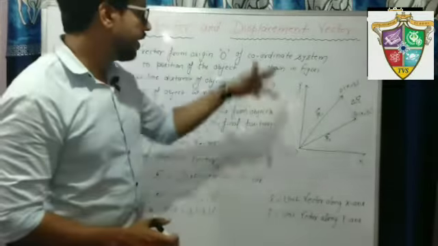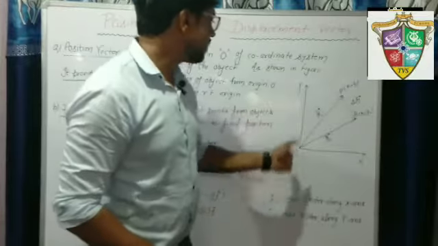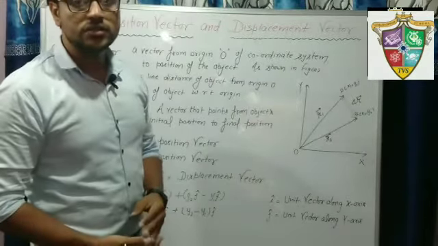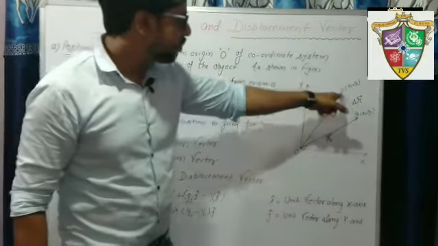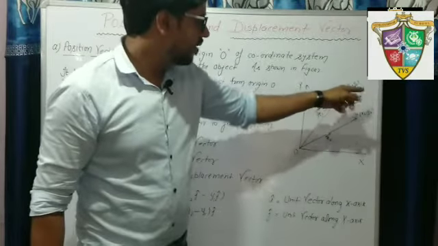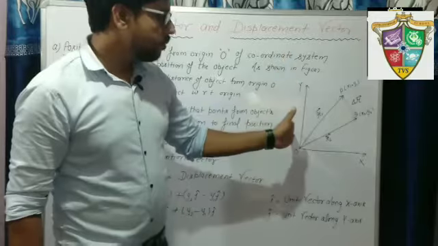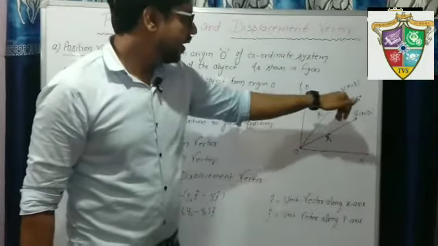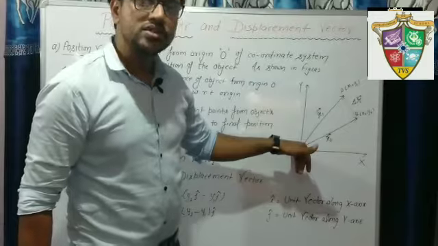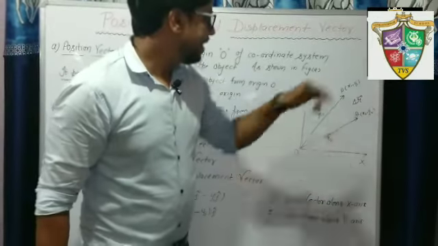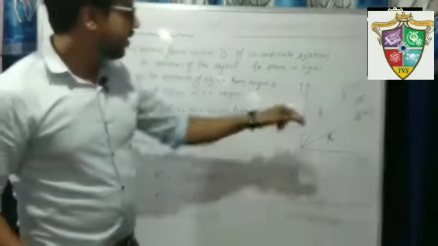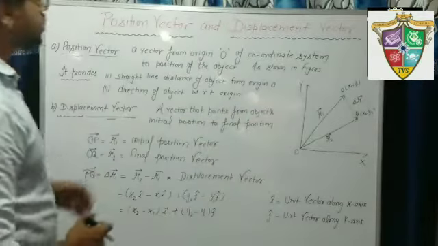If we have a coordinate system, this is the x-axis, this is the y-axis, and at a particular instant of time this is the location P, and the coordinates x1 and y1 are the location of this point P. If we draw a line from O, that is the origin, to this point P, this is known as the position vector of the particle, R1. So what is a position vector?